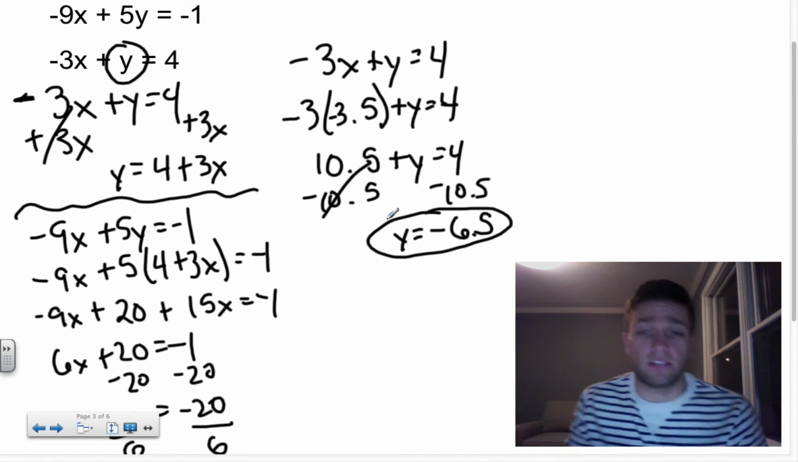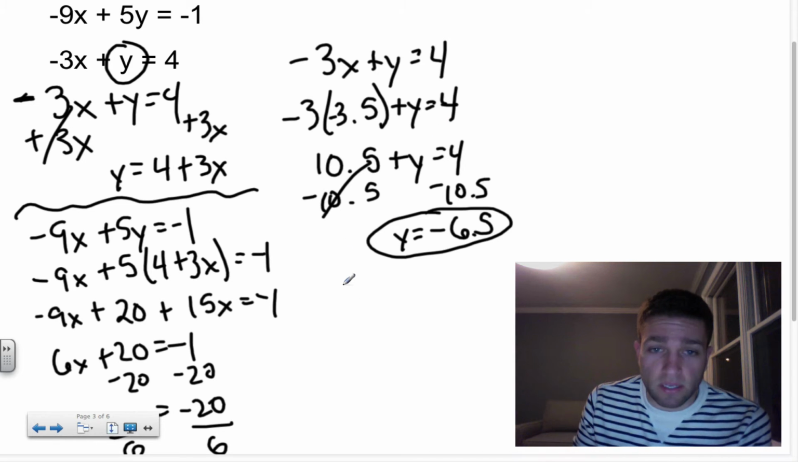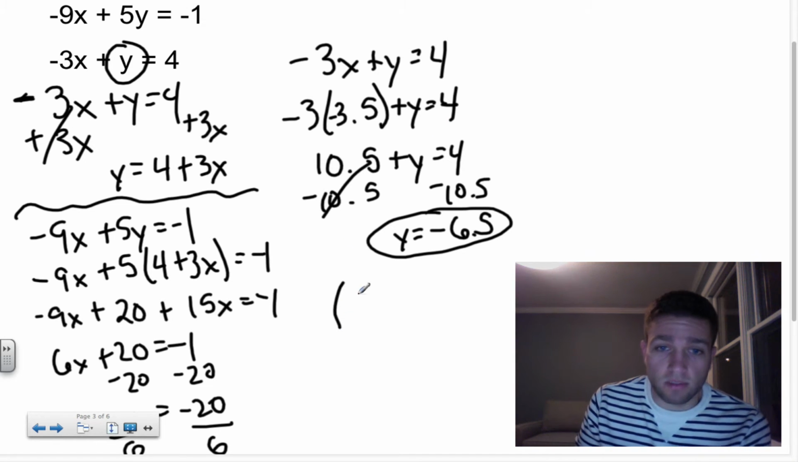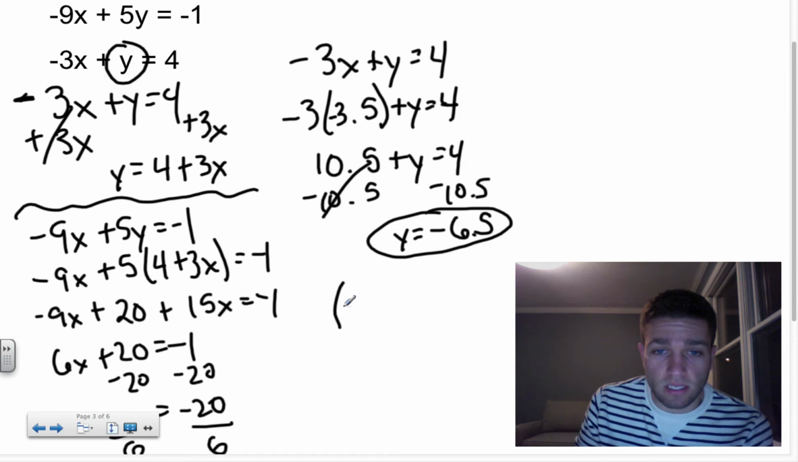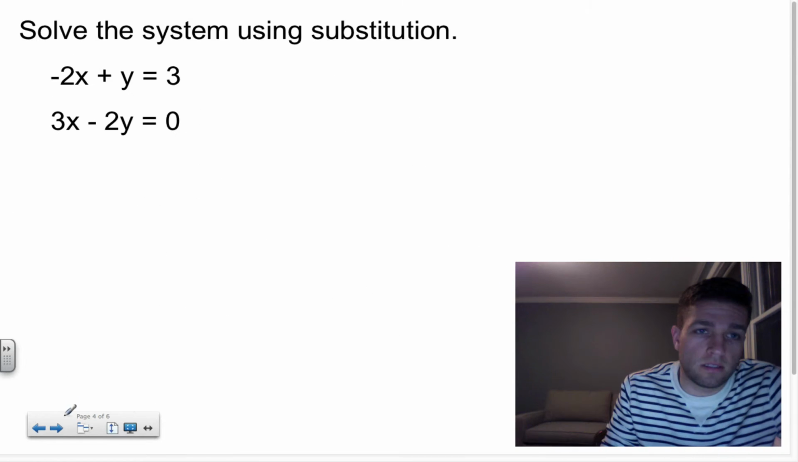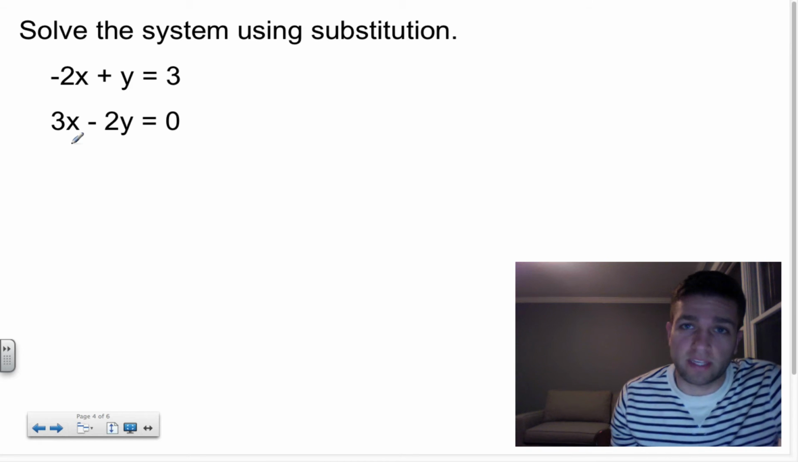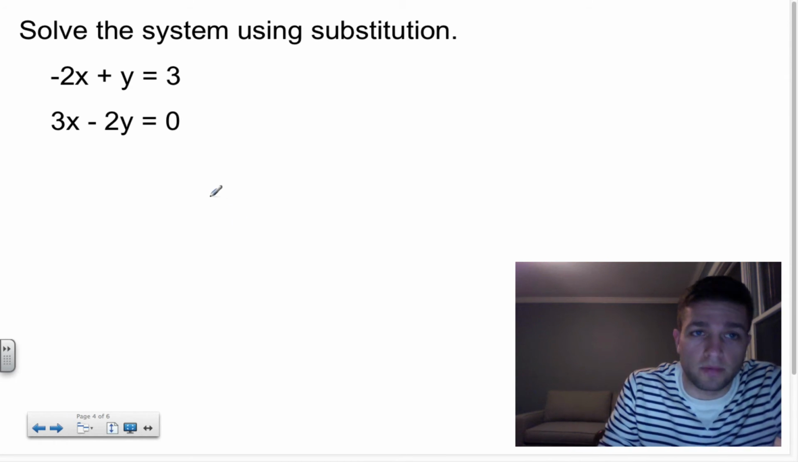And that's all there is to it. Always double check, but I know that those answers are right, so if you got them, the solution to this system is negative 3.5, negative 6.5, and that's it. And one more of these. You can pause and try by yourself, which I would recommend. It's a good challenge, but if you're a little stuck, you can watch one more.